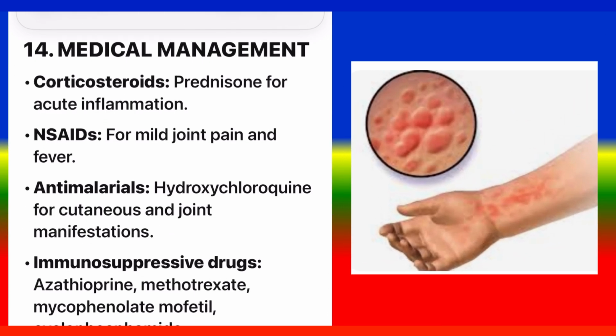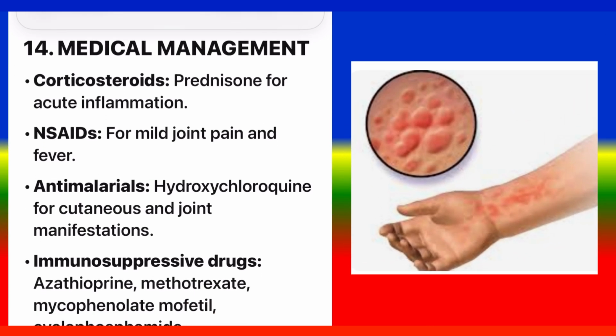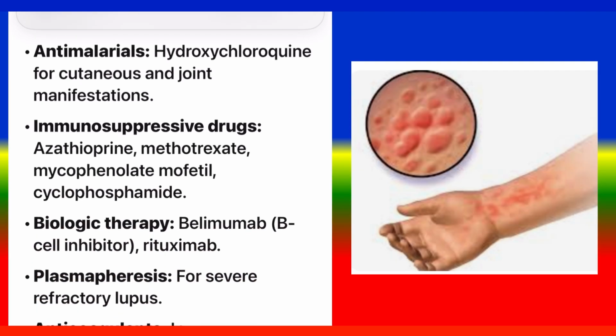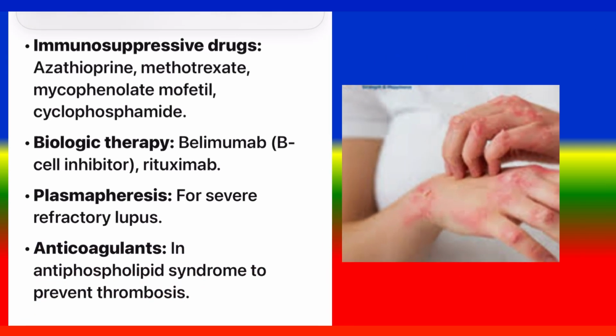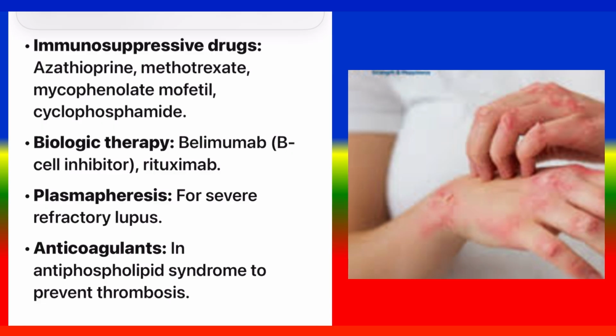Number 14. Medical management. Corticosteroids, prednisone for acute inflammation. NSAIDs for mild joint pain and fever. Antimalarials, hydroxychloroquine for cutaneous and joint manifestations. Immunosuppressive drugs: azathioprine, methotrexate, mycophenolate mofetil, cyclophosphamide.